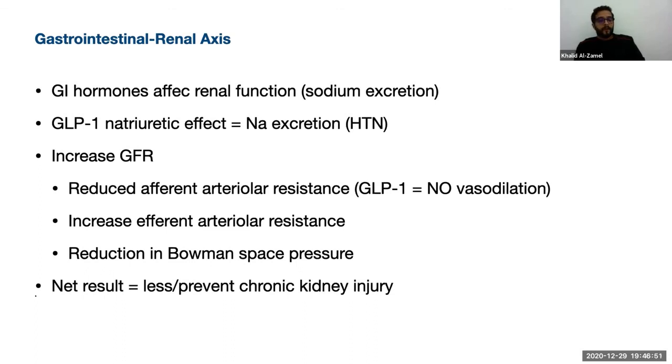There will be an increase in the efferent arterial resistance and so reduction in Bowman space pressure. This will all lead to an increase in GFR. The net result will be less chance or prevention of chronic kidney injury.